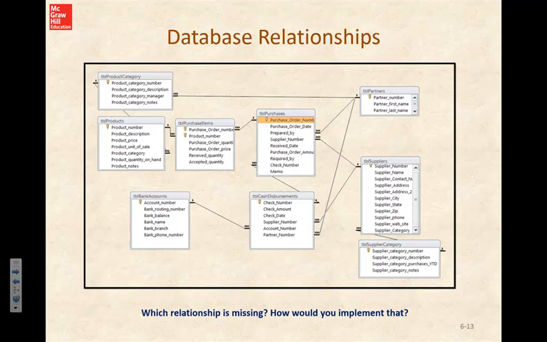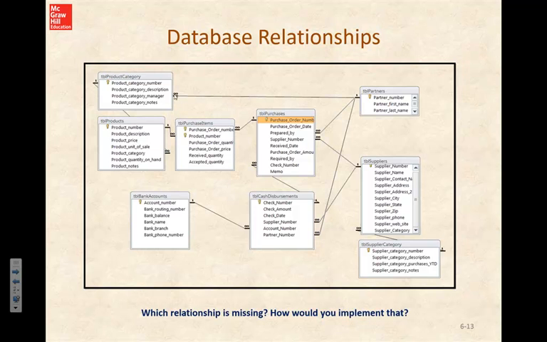Lastly, let's take a look at how our database relationships have turned out. We can see all of the data tables. We can see their attributes and their relationships. We've got our primary keys and foreign keys listed here. And on this screen, actually, we've got a question for us. It says, which relationship is missing and how would you implement that?